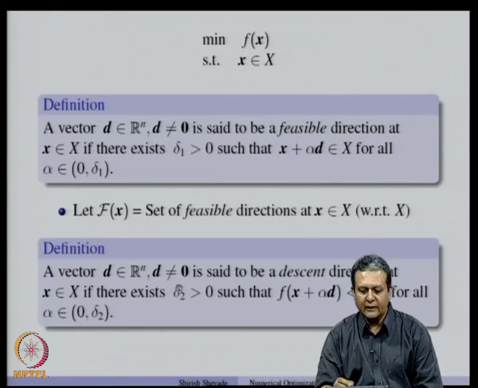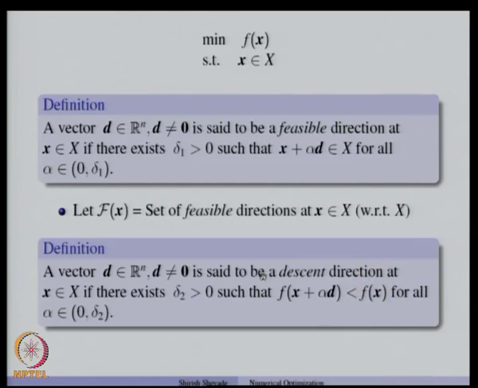So, a non-zero vector d in R^n is said to be a descent direction at x if there exists delta 2, which is a positive quantity, such that f of x plus alpha d is less than f of x for all alpha in the range 0 to delta 2.